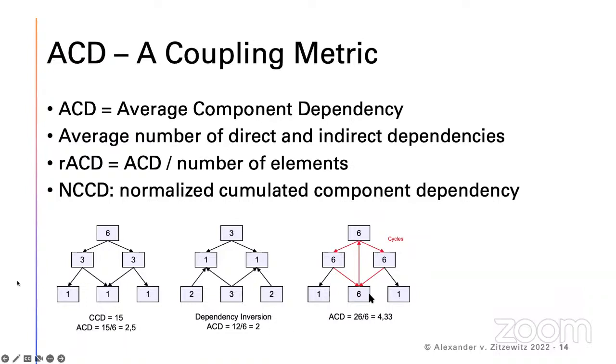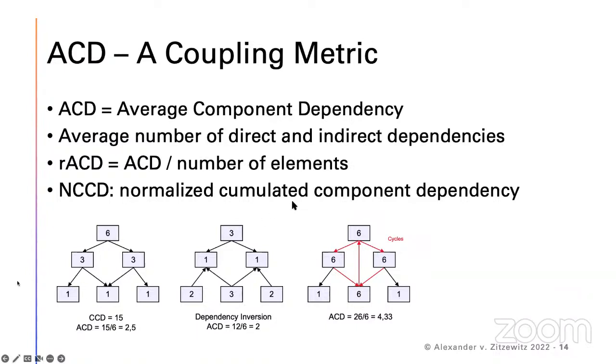On the right side, we can see what happens if you introduce a cyclic dependency. Just this little arrow going up in the middle here lets the value explode to 4.33, of the theoretical maximum of 6. So the value of ACD is always between 1 and the number of nodes that you have. 1 would mean we have n isolated islands with no dependencies. Of course, that's not achievable and that's not desirable either. And 6 means literally everything is depending on everything.